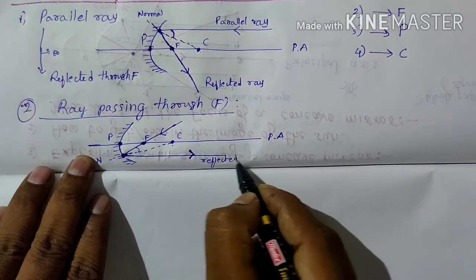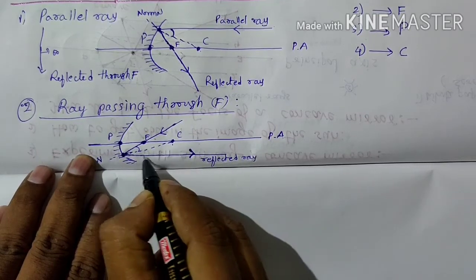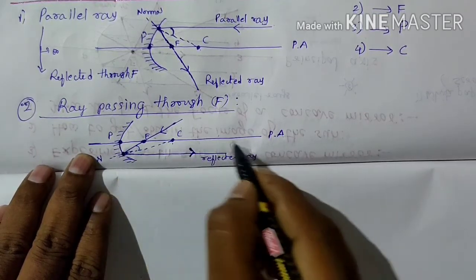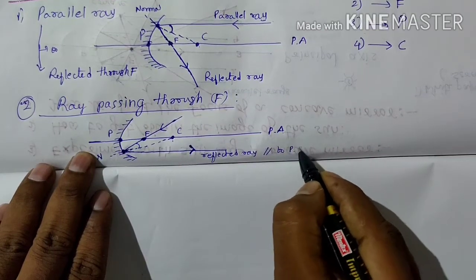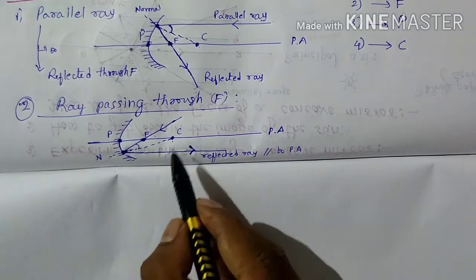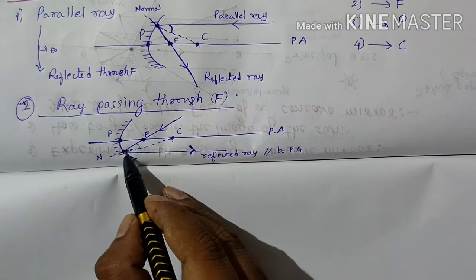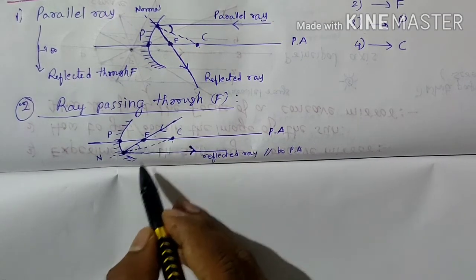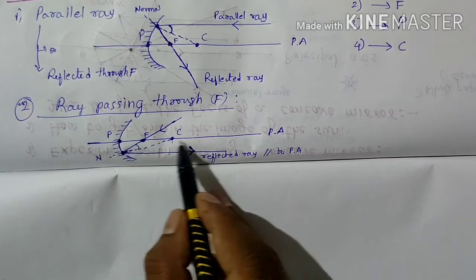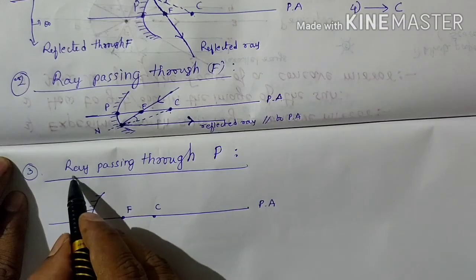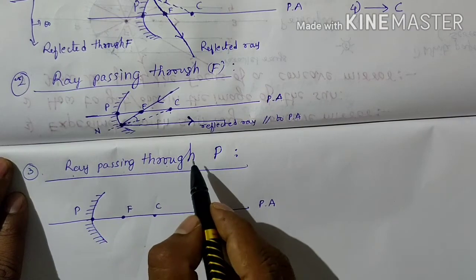If you observe the reflected ray, it is parallel to the principal axis. The reflected ray is parallel to the principal axis. Which means the line passing through focus will always be reflected parallel to the principal axis.